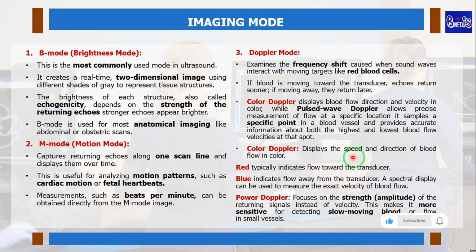Then we have the red, which typically indicates flow towards the transducer, whereas the blue indicates flow away from the transducer. A spectral display can be used to measure the exact velocity of blood flow. We also have the power Doppler. Power Doppler focuses on the strength, amplitude of the returning signal instead of velocity. This makes it more sensitive for detecting slow-moving blood or flow in small vessels.